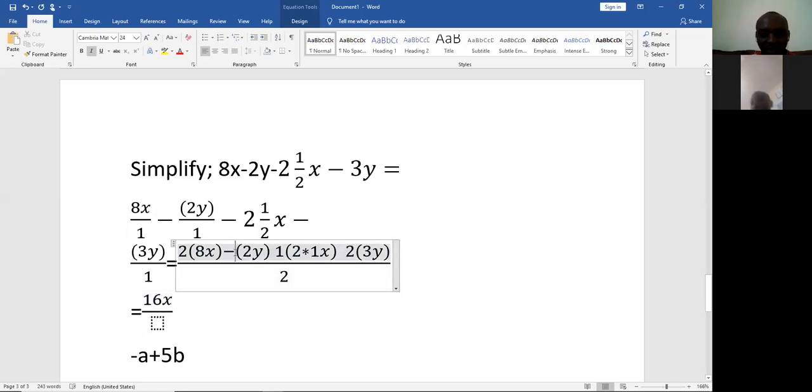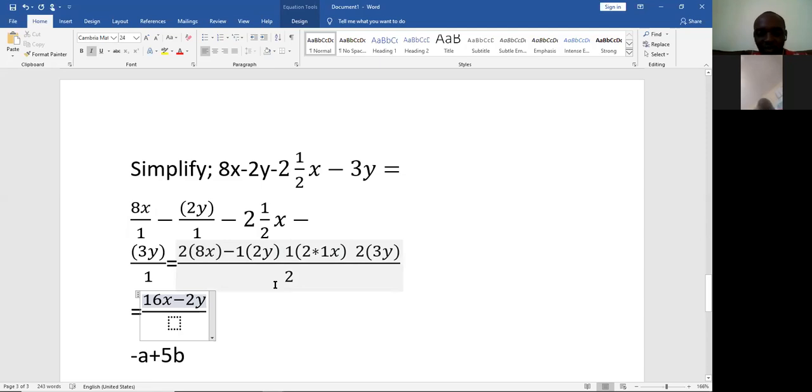This is negative. When you see a negative in front of a bracket, you put 1 there. So this is negative 1 multiplied by 2y, and that gives us negative 2y. Then I have 1 multiplied by 2 multiplied by 1x. This one is plus 2x, because 1 times 2 times 1 is 1. Okay, 2x. And then I have 2 multiplied by, was it 3y or negative 3y? I think I have done the wrong thing here.